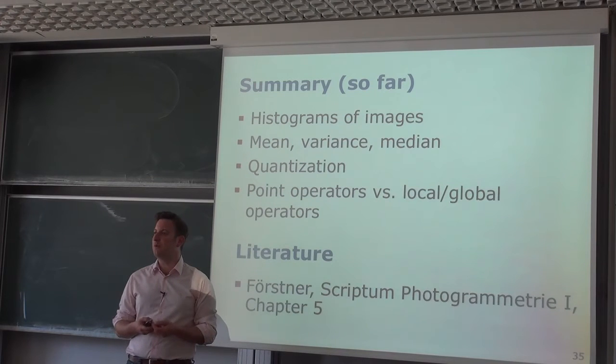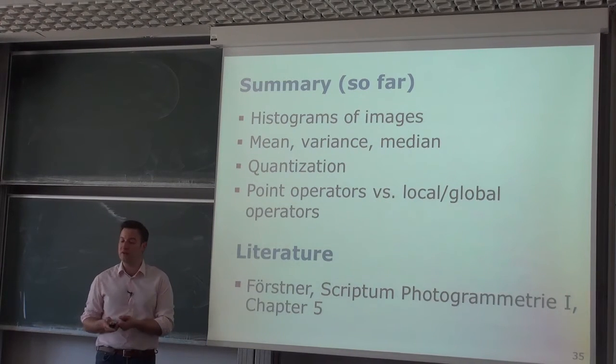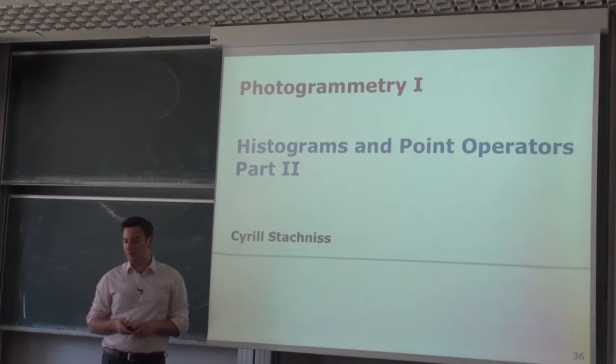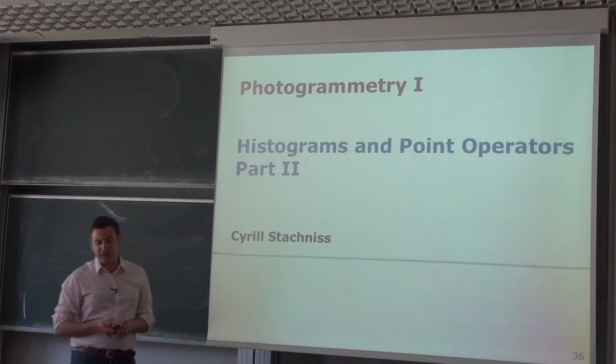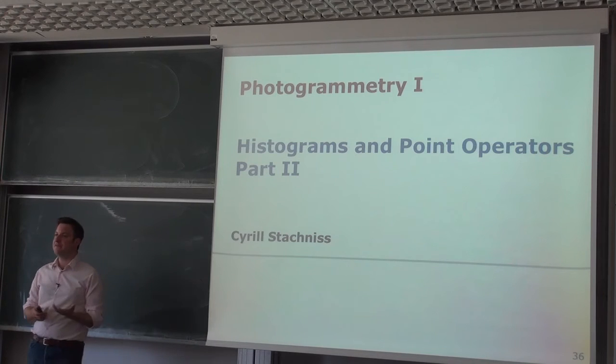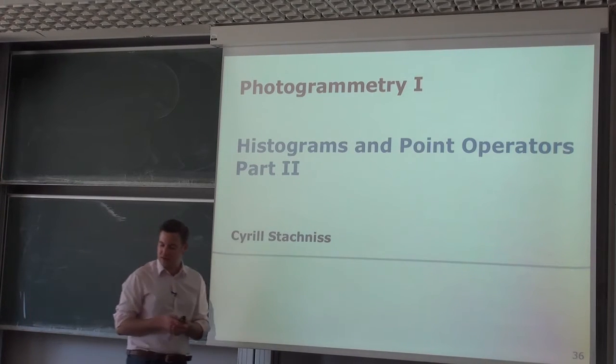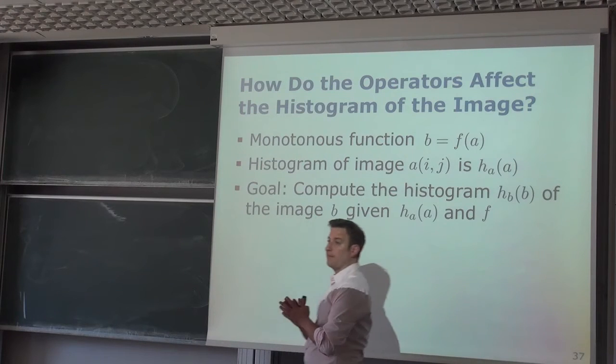And we looked into the question, what type of functions can we apply to transform one image into a second image. And for now, we are going to continue with this topic, and are especially interested in the question, if we have a function f, how does this function f change our image, and especially how does this change our histogram?